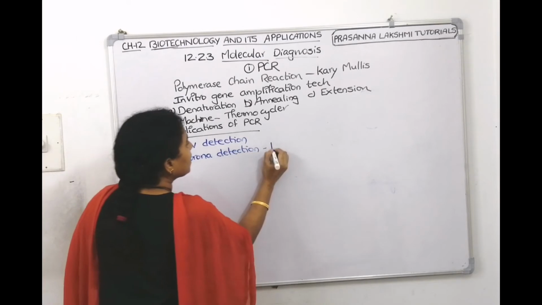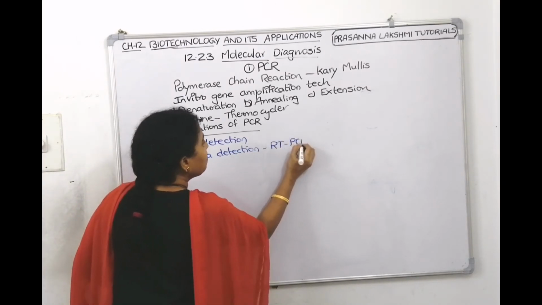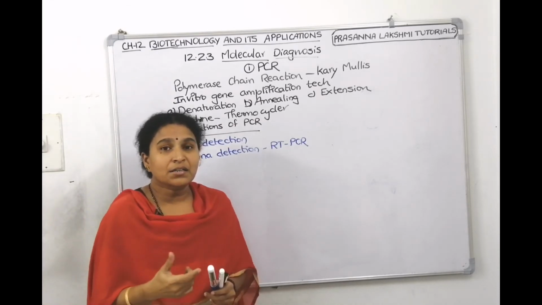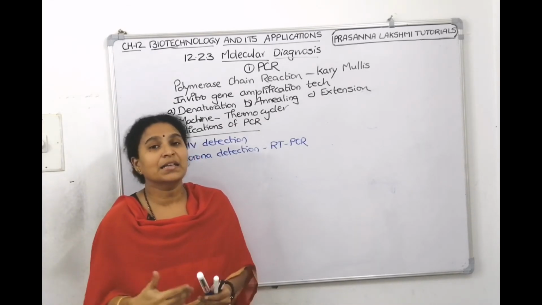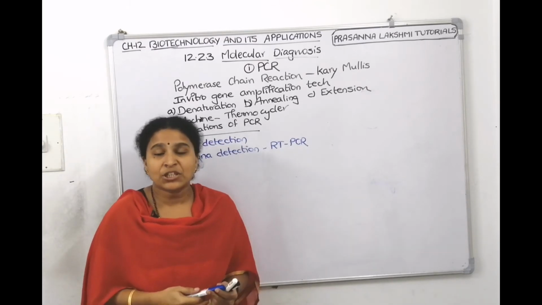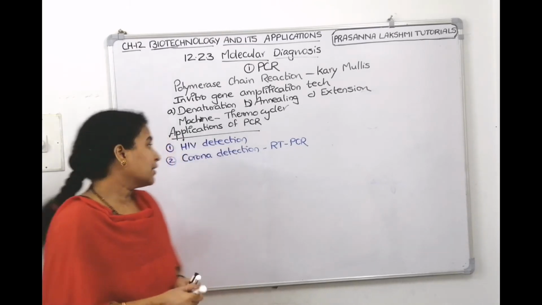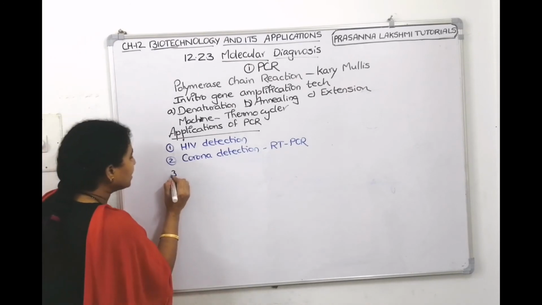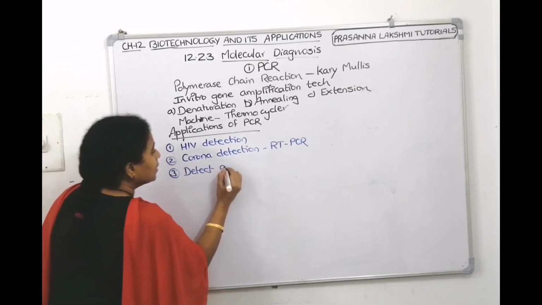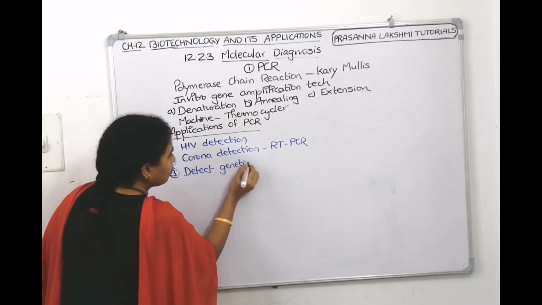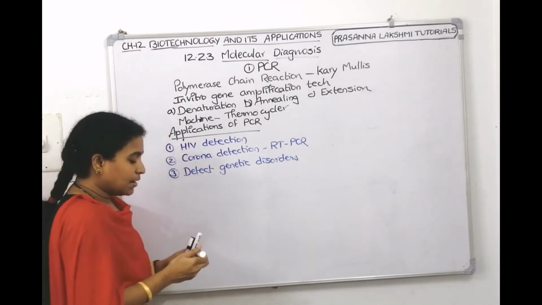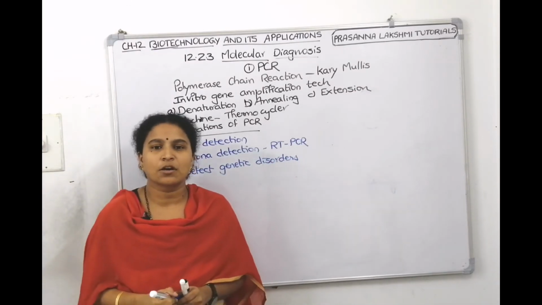What is that technique called? It is called RT-PCR. Coronavirus is a virus in which RNA is present, so it uses reverse transcriptase PCR. This is another thing: PCR can be used to detect genetic disorders also.